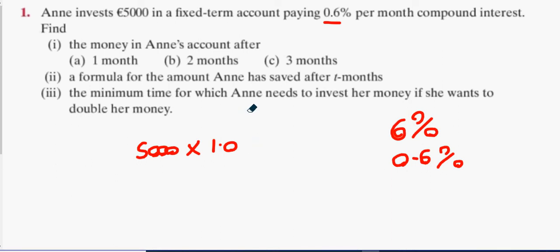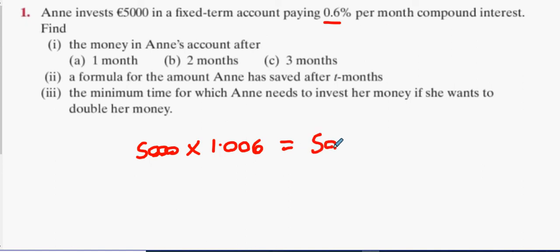6% is 1.06. 0.6% is 1.006. Cool with that? Alright. So in 1 month's time, what is the amount of money? Right, throw that into the calculator, you get 5,030.